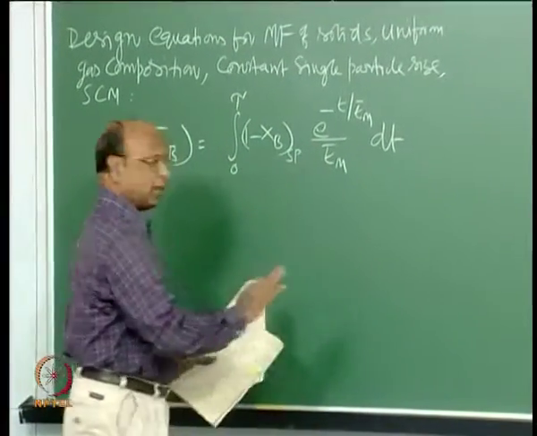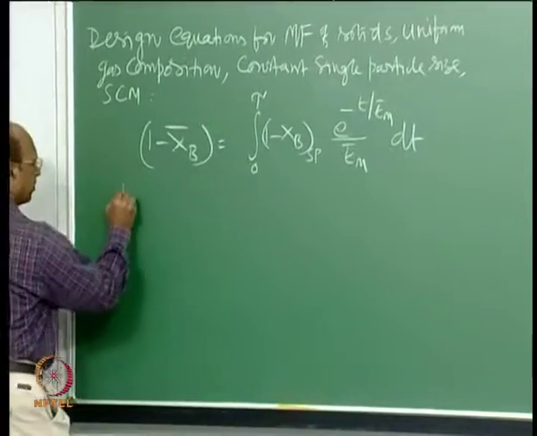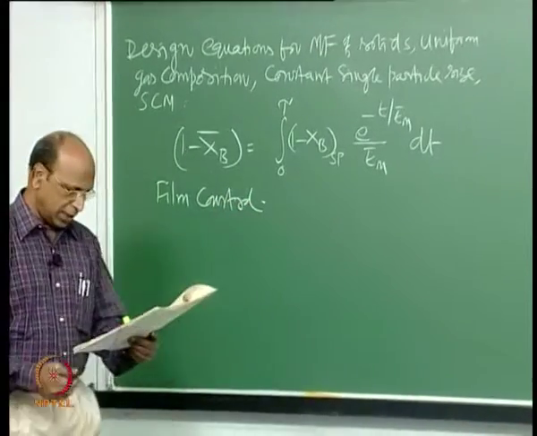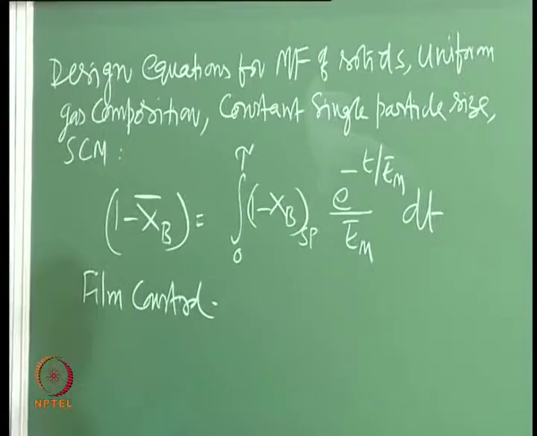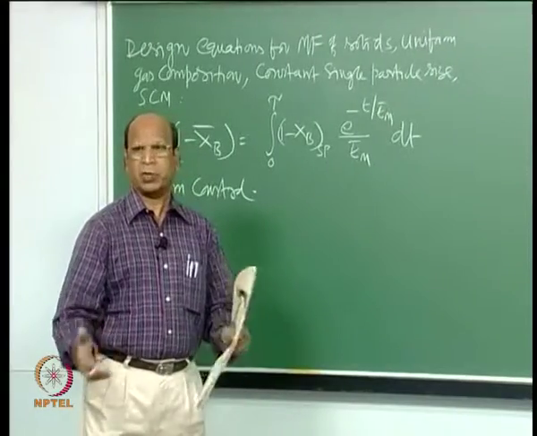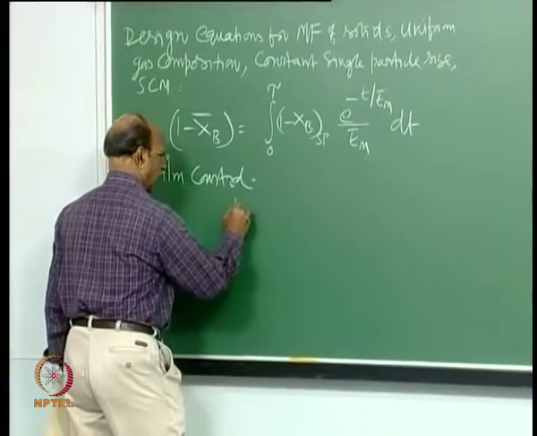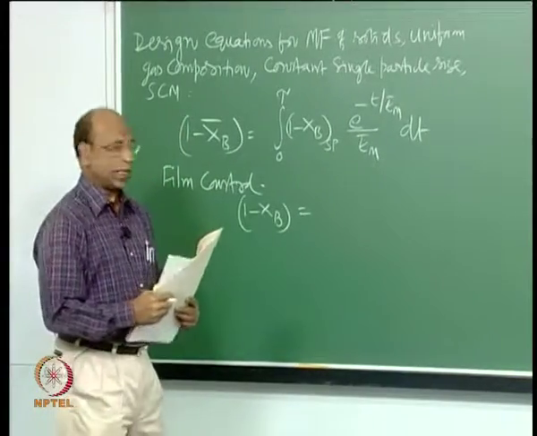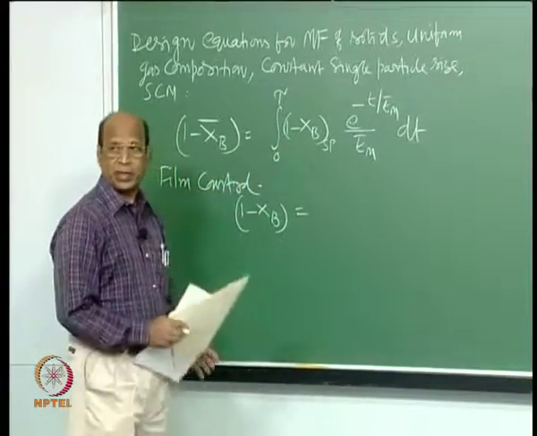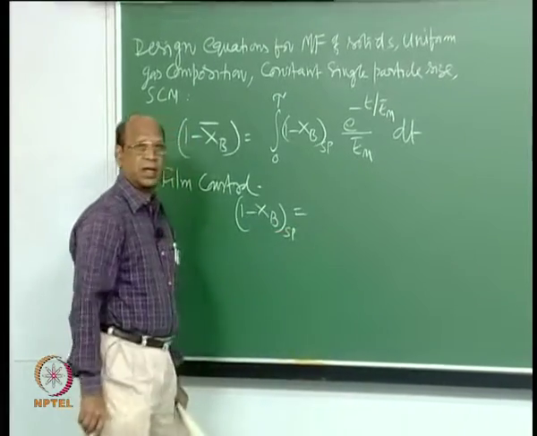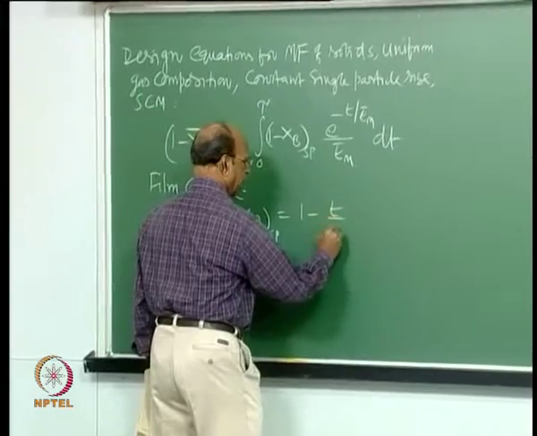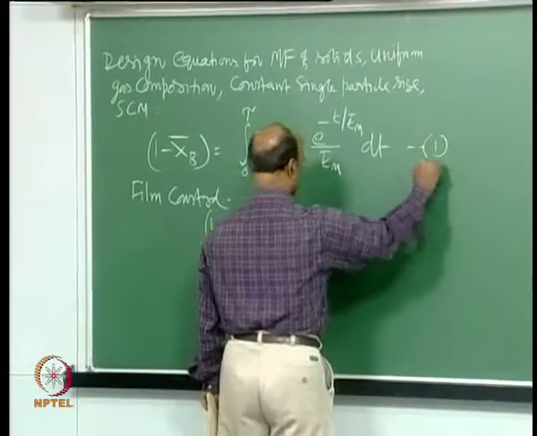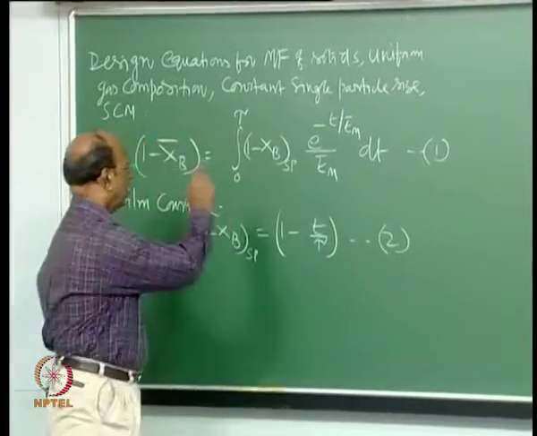Good. So now, simple things first for me: film control. If you have film control, you know the equation for 1 minus x b. What is the equation for film control, in terms of 1 minus x b? 1 minus x b equal to 1 minus t by tau. That is okay. But now you have to write in this fashion for single particle, right? So we have to substitute this equation 2 in equation 1.